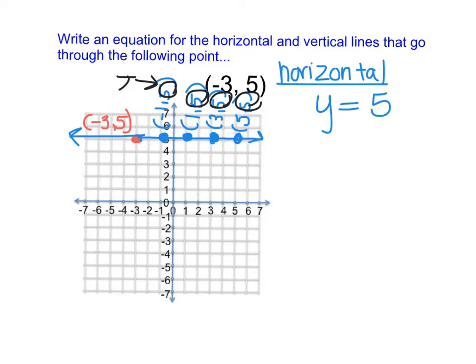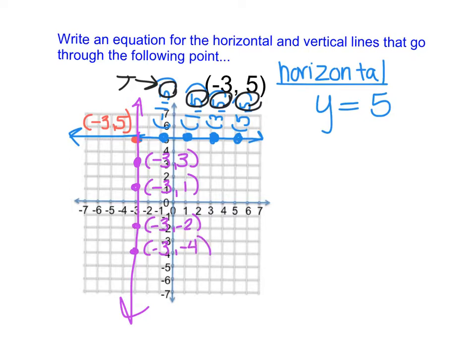Now if we flip this around and focus on the vertical line that goes through that point, so here's my vertical line, let's focus on some of the points on that line. Here I notice that x is -3, y is 3. Here, x is -3, y is 1. Here, x is -3, y is -2. x is -3, y is -4.